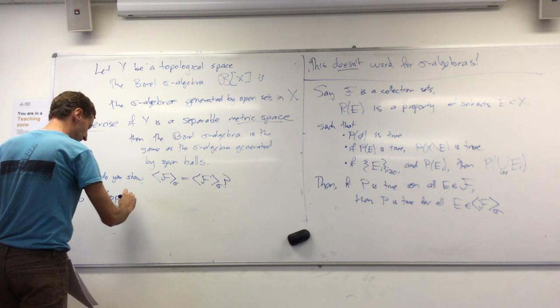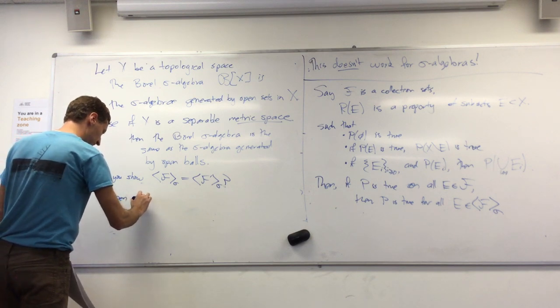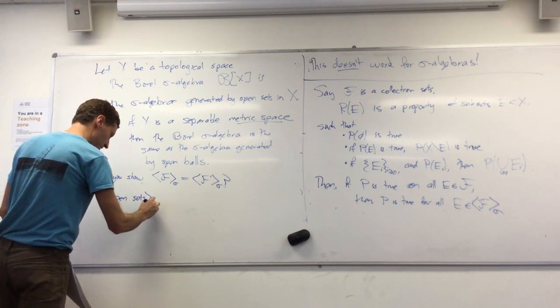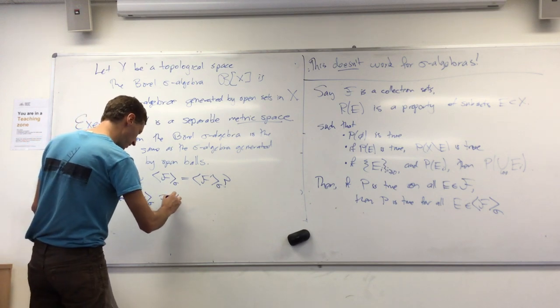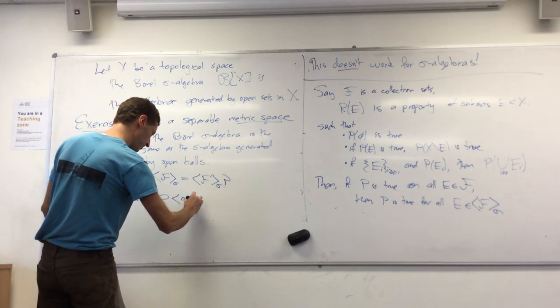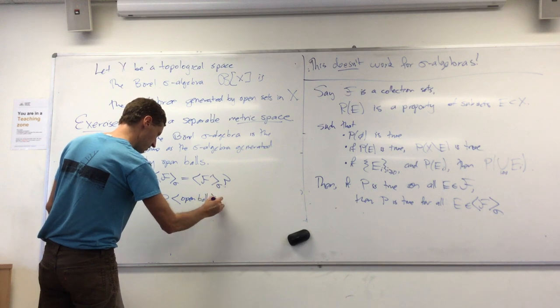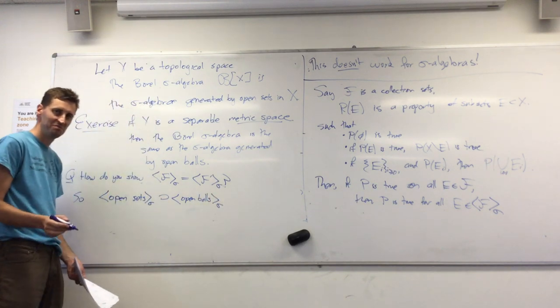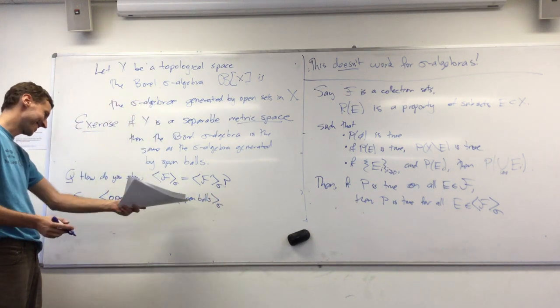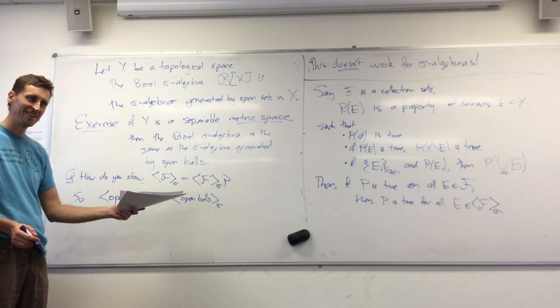So one direction is easy. It's obvious, I guess, that the sigma algebra generated by open sets contains the whole sigma algebra generated by open balls. Why is that? Open balls are open sets, that was easy. And how do we do it the other way around?